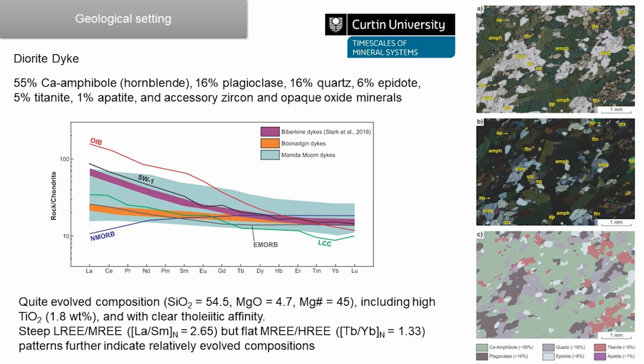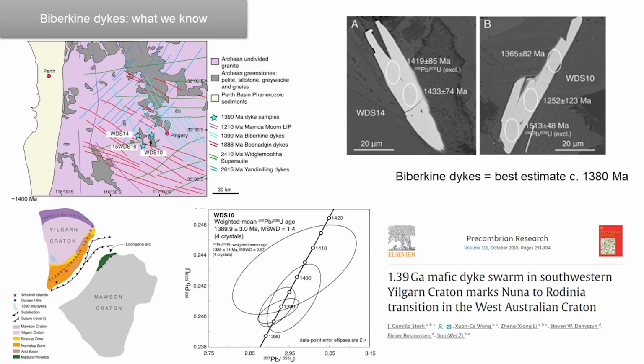We can see most of the primary mineralogy has been converted to amphibole. So what do we know already about this Bibberkine dyke suite? It's known from close to Pingelly, just east of Perth. It's a suite of dykes, which you can see highlighted in blue, and they're pretty challenging to work with.